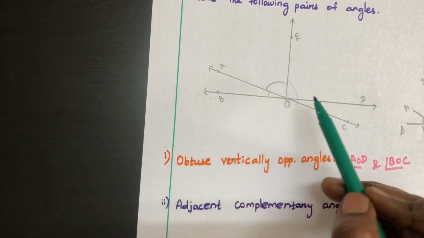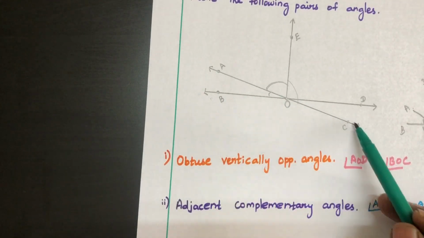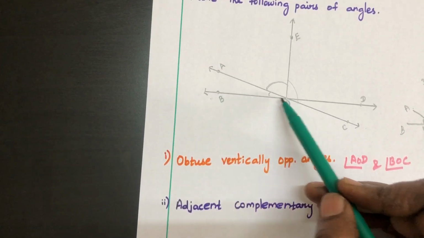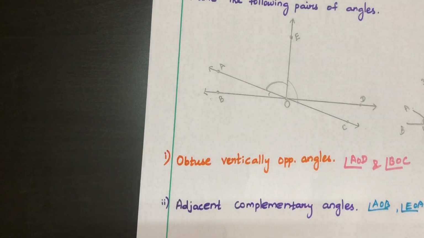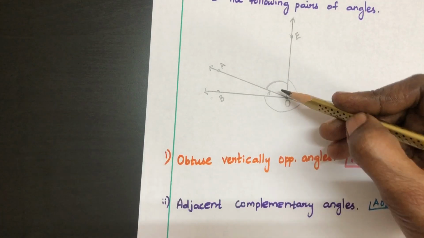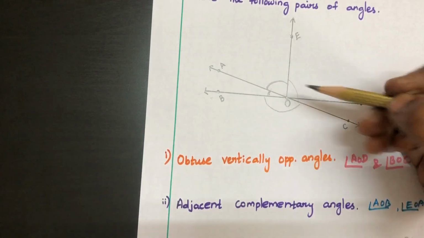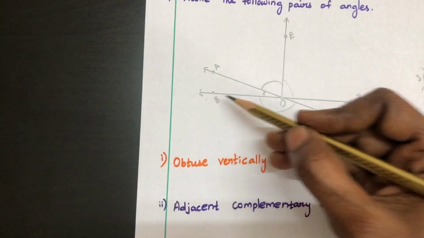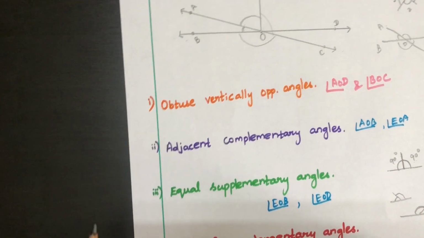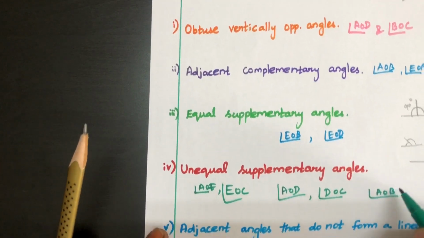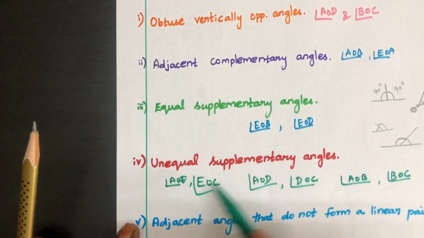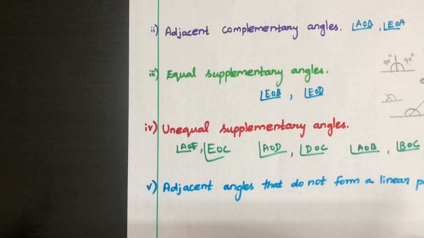AOB and BOC. This is also a line, right? AOC is a line. On that one arm is there. So this will make one angle. See here. Here one angle will form. Similarly, here also another angle will form. But together it will give you 180 degrees. So AOB and BOC. AOB, BOC. Unequal supplementary angles.